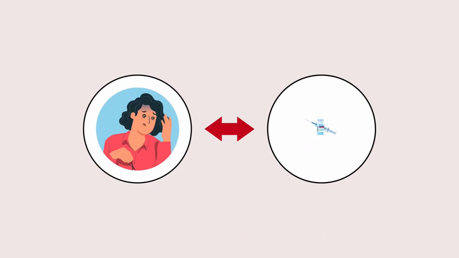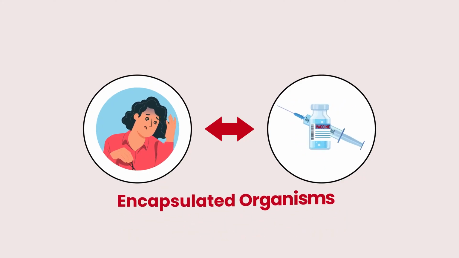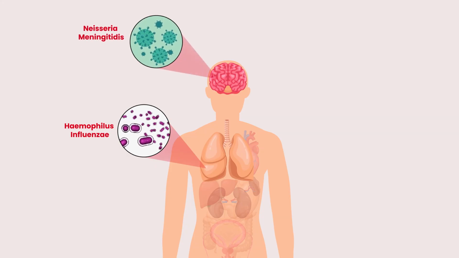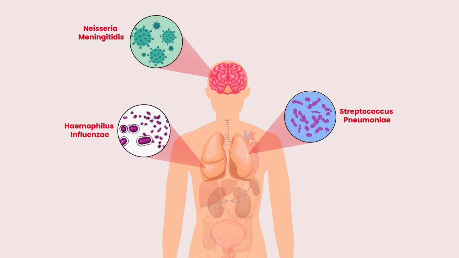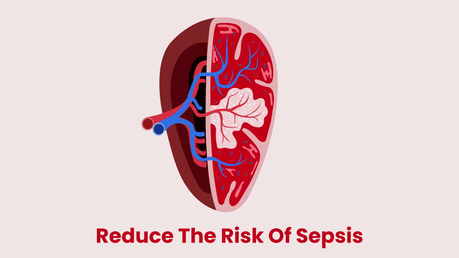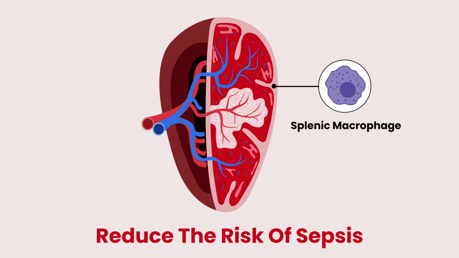Hyposplenic patients require vaccinations against encapsulated organisms, such as Haemophilus influenzae, Neisseria meningitidis, and Streptococcus pneumoniae. This helps reduce the risk of overwhelming sepsis that can occur from impaired splenic macrophage function.